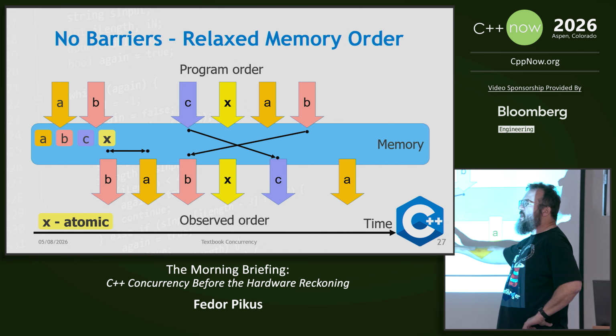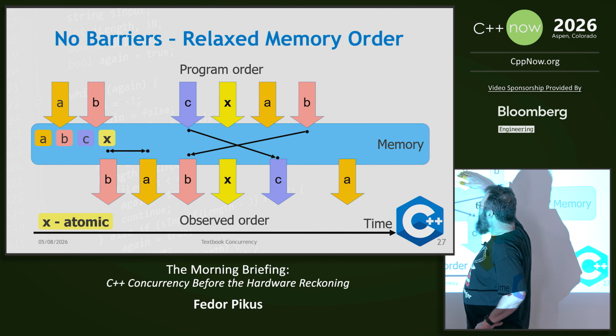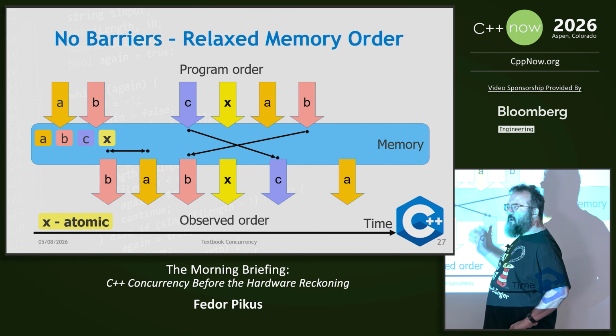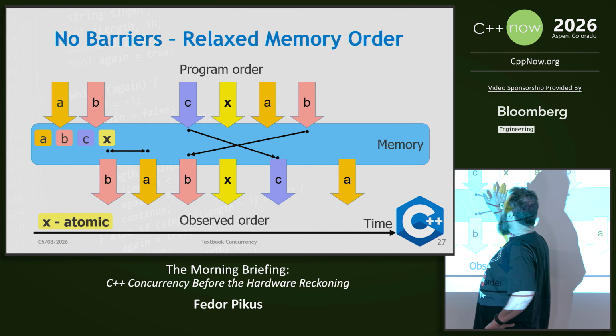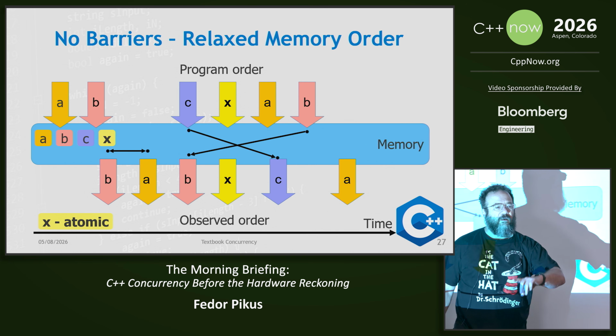Without memory barriers, there are absolutely no guarantees on the order in which these writes make their way to that other thread. So here are some writes that happened before x was modified. This is program order. This is real.